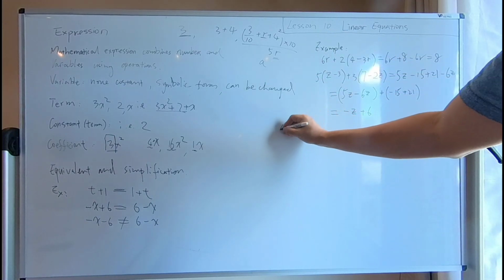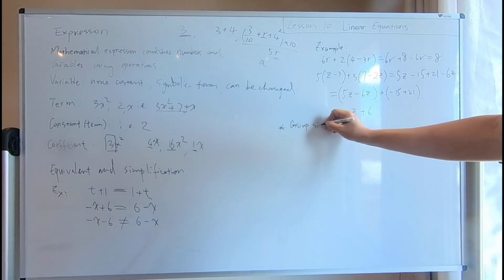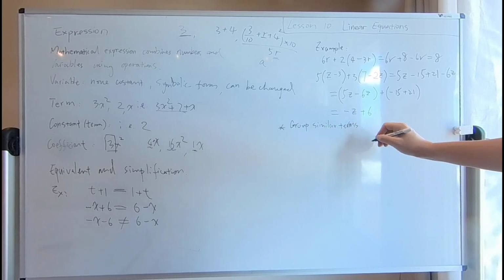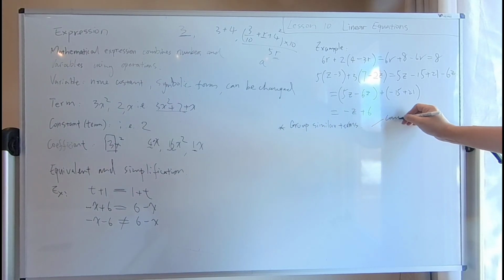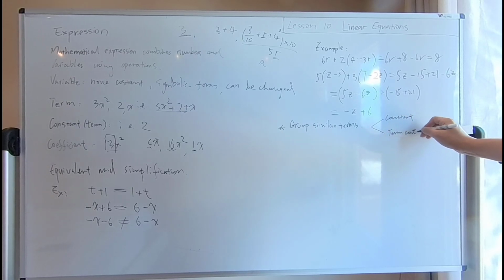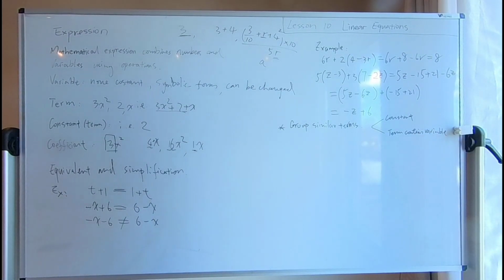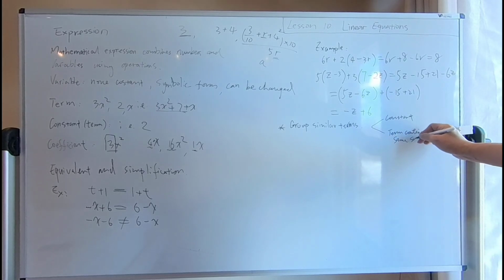Right, so what we learned from here is to group similar terms during simplification. And here when I say similar terms, that really means group the constant terms together and group the terms that contain variables separately. And for terms that contain variables, it can even be further specified that they contain the variable with the same symbol.